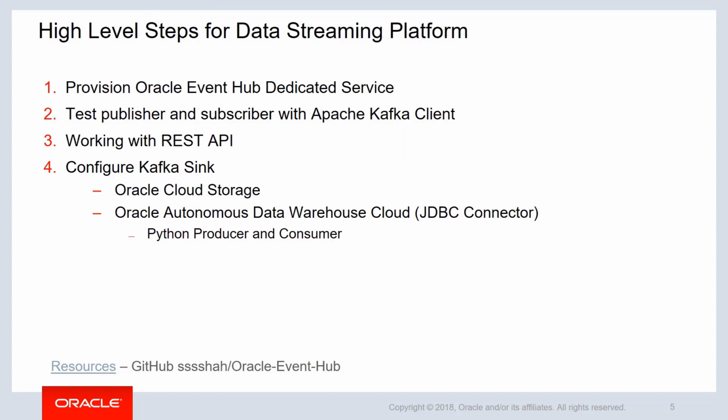In this video, first we will provision the Oracle Event Hub dedicated service. Once we have that up and running, we will quickly test publisher and subscriber with Apache Kafka client. Then we will use the REST API. For the REST API, we will use a tool called Postman. Finally, we will test some Kafka connectors, namely Oracle Cloud Storage and JDBC connector. For the JDBC connector, we will use Oracle Autonomous Data Warehouse Cloud as destination.